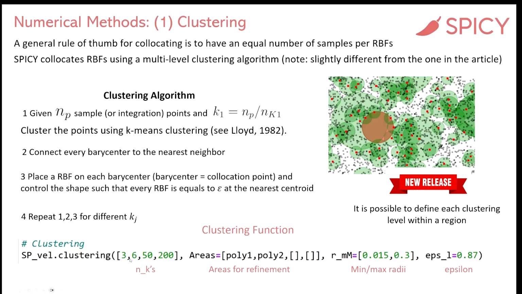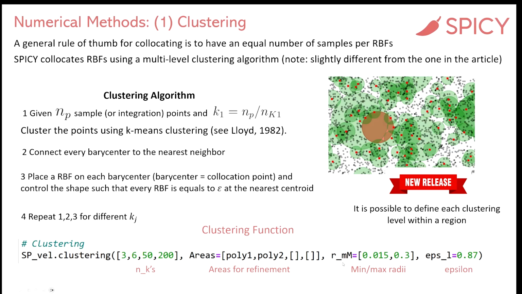and the clusterings with the level of 3 particles per basis and 6 particles per basis will be placed in different polygons, different areas, whereas if you leave this empty, it simply means that this will be placed everywhere within the domain, within all the space, let's say, spanned by the particles.